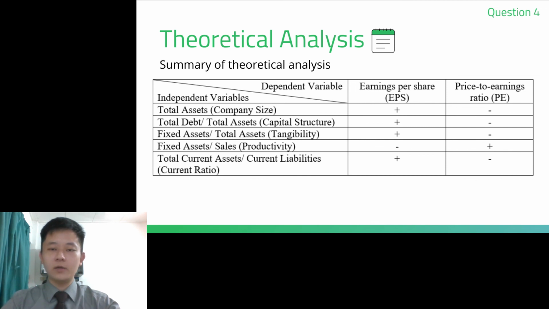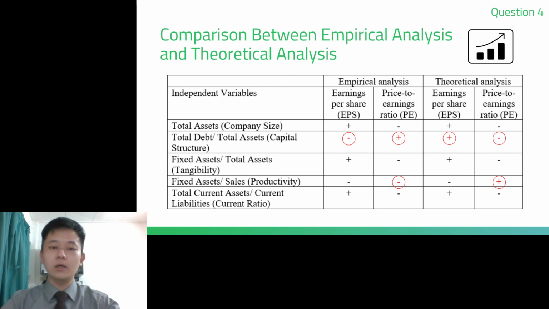Now, let's make a comparison between the empirical analysis and the theoretical analysis. Most of the relationships in the empirical analysis align with the theoretical analysis except capital structure and productivity. This may happen because of the insufficient sample in making the empirical analysis. So if we use more samples to make the calculation in SPSS for the empirical analysis, a clear result could be found eventually. Thank you.